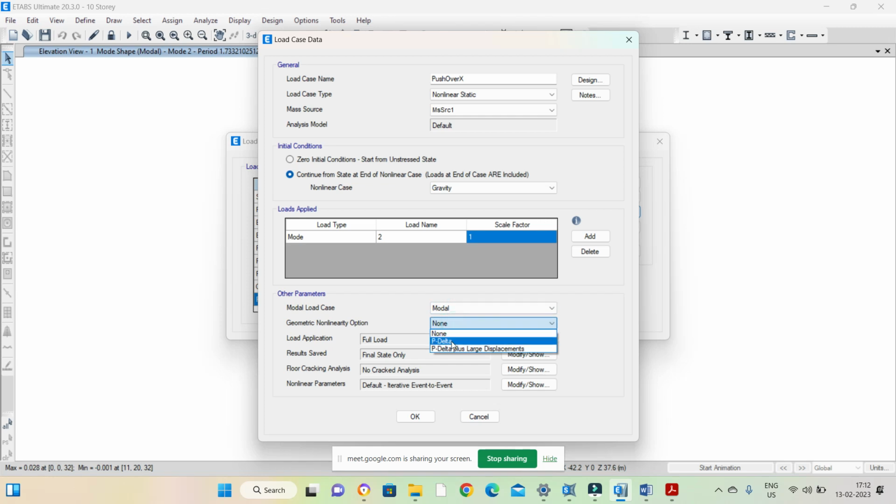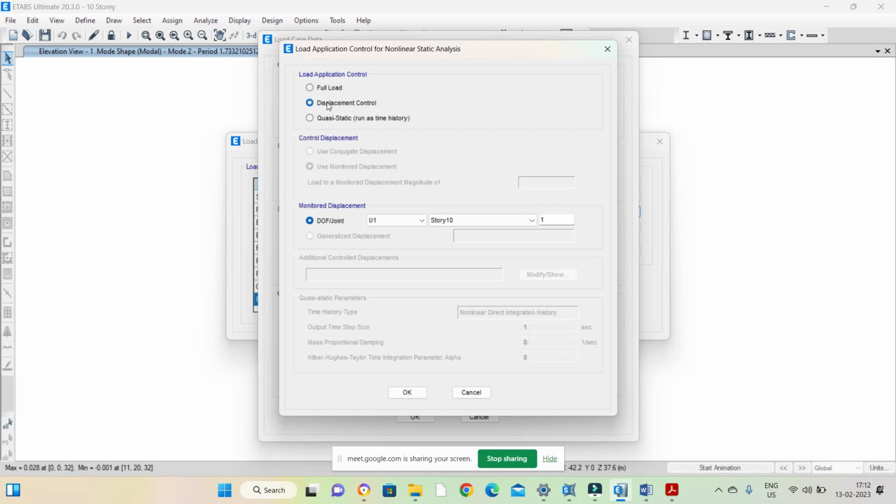Then geometric nonlinearity, P-delta, we have defined. Then load application, that is displacement controlled as we have discussed, and here you can decide how much displacement you want to push your structure. Now let's say I want to push till 500 mm.